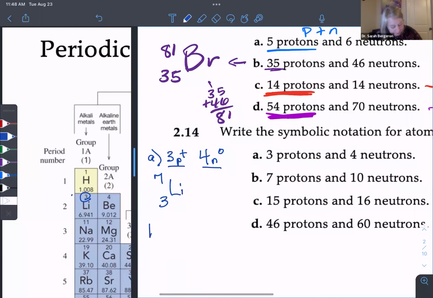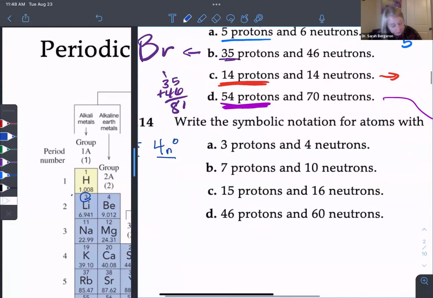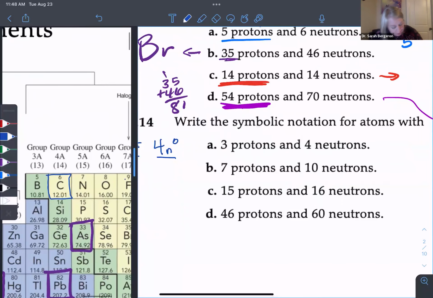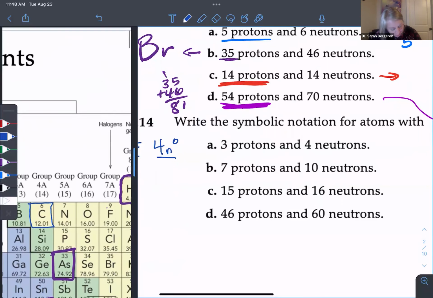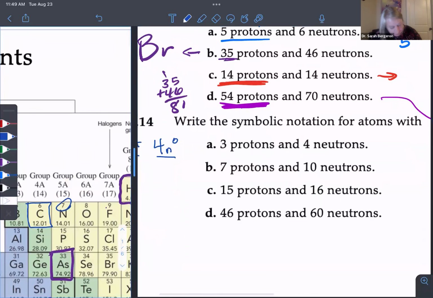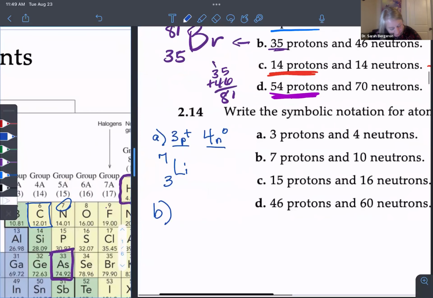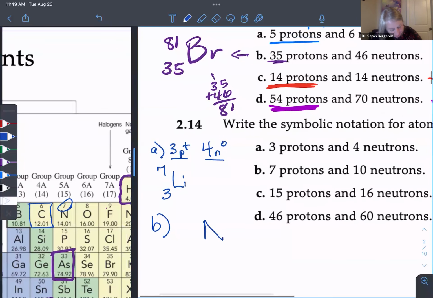Okay, let's try another one. B, 7 protons. Come over here, 7 protons, right there is nitrogen. So I'm going to put the symbol in. Nitrogen is always going to have 7 protons, so that's always going to go there at the bottom. And it's telling me I have 10 neutrons. So my protons plus my neutrons gives me my mass number. So 7 plus 10, 17.